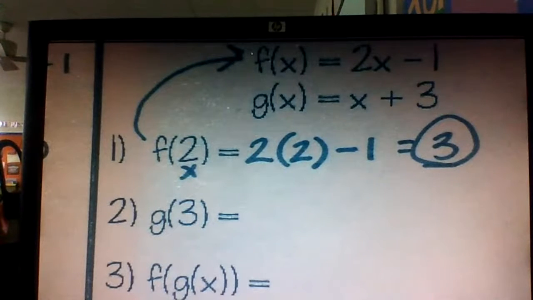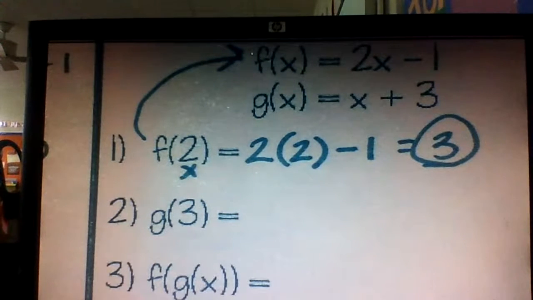So why is your f 2? They're just telling you they want x to be 2. It's kind of like they could give you an equation that's y equals 2x minus 1. Solve when x equals 2. It's the same thing. It's just in function notation instead of y equals.